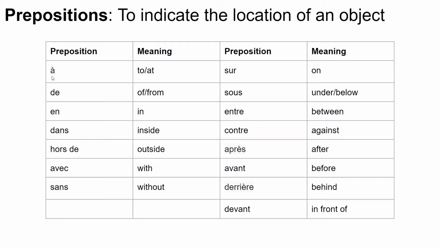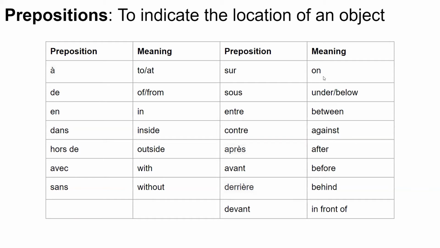beginning with à, which could mean to or at, de, which could mean of or from, en, which means in, dans, which means inside. We will discuss the difference between en and dans in a bit. Hors de means outside. It's the opposite of dans. Avec means with, and its opposite is sans, which means without.